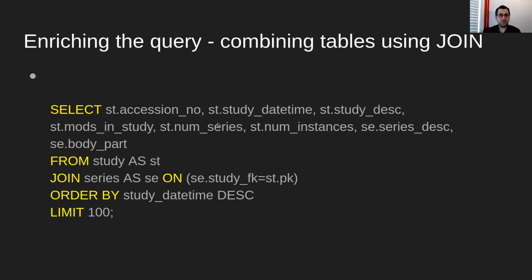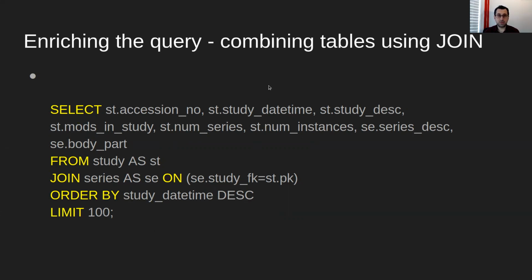Okay. Now, if you look at the columns here, you notice I've got a prefix on the column. So I've got st.accession number. So that's meaning it's from the study table. Okay. And then over there, you notice towards the end, I'm asking for series information. So SE is the alias that I give the series table. And I said series description and body part. So that's what I'm looking for. I'm looking for the series description. I'm looking for the body part. And then the rest is pretty much the same. The rest is unchanged. So let's go ahead and run this query.